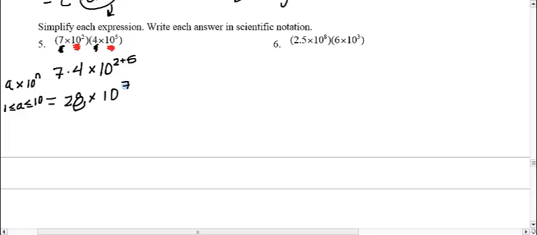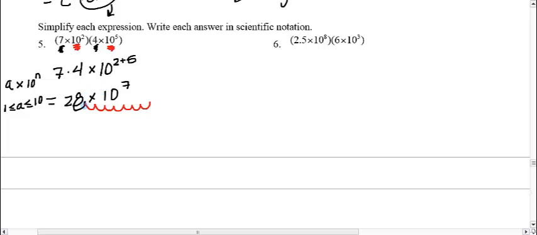This is times 10 to the 7th, which means it's going to be a very large number. It means that this decimal place has to move 7 places to the right. 1, 2, 3, 4, 5, 6, 7. That's the number it would be with 7 zeros, so 280 million.